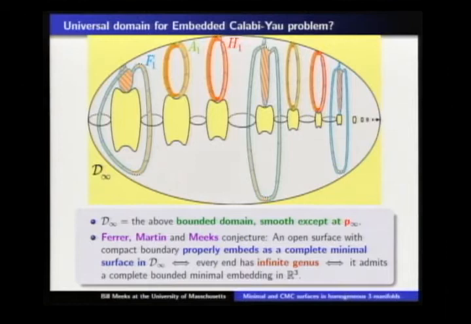So the conjecture says that if I have this domain, then any complete embedded minimal open surface with compact boundary properly minimally embeds as a complete surface in this particular domain if and only if every end has infinite genus. So this might be a surface that has an uncountable number of non-orientable ends. Imagine connecting some projective planes in some kind of really bad way. You have a very, very horrible surface, but yet it still should properly embed minimally in this domain, not in R3, but in this domain. Okay, so anyway, it's an interesting question.